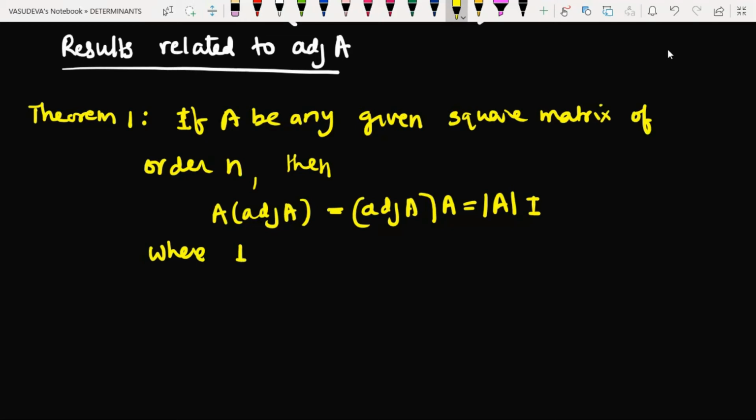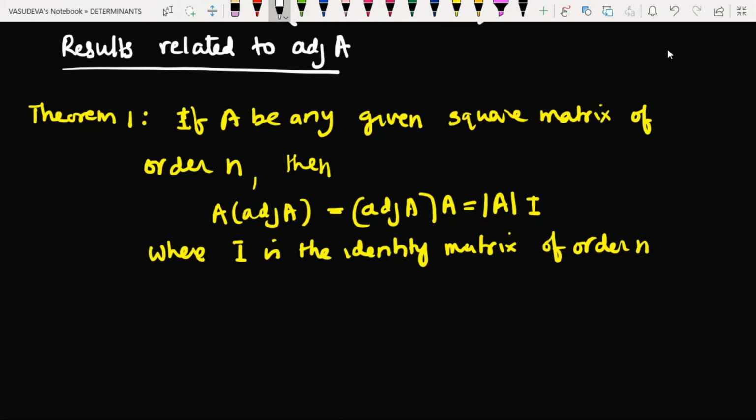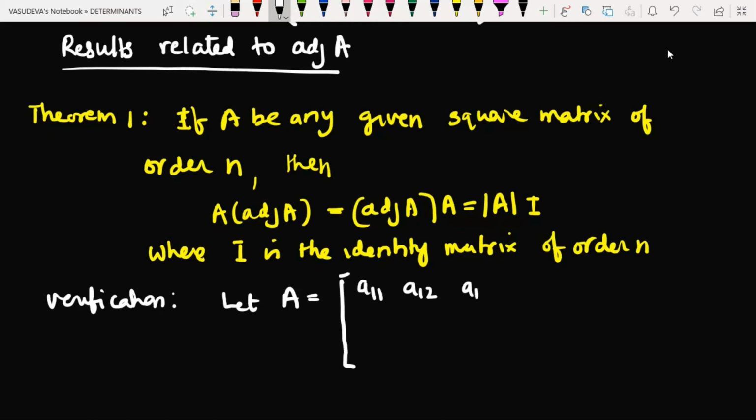where I is the identity matrix of order n. So this is the property we are taking. Let us verify this theorem, taking the matrix generally. Now consider the matrix A as A11, A12, A13, A21, A22, A23, A31, A32, A33.